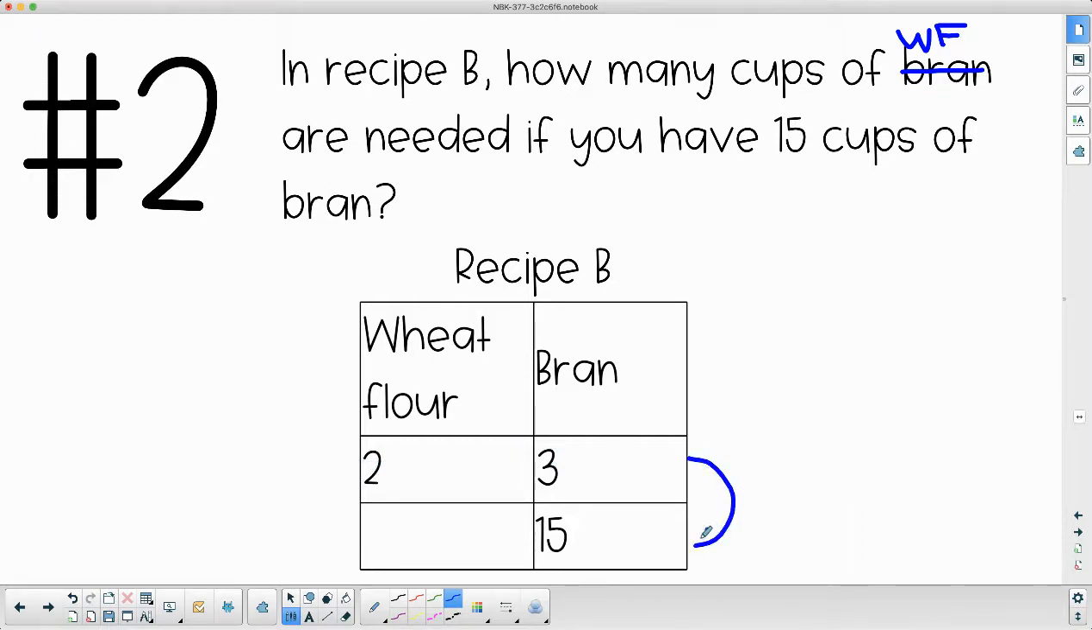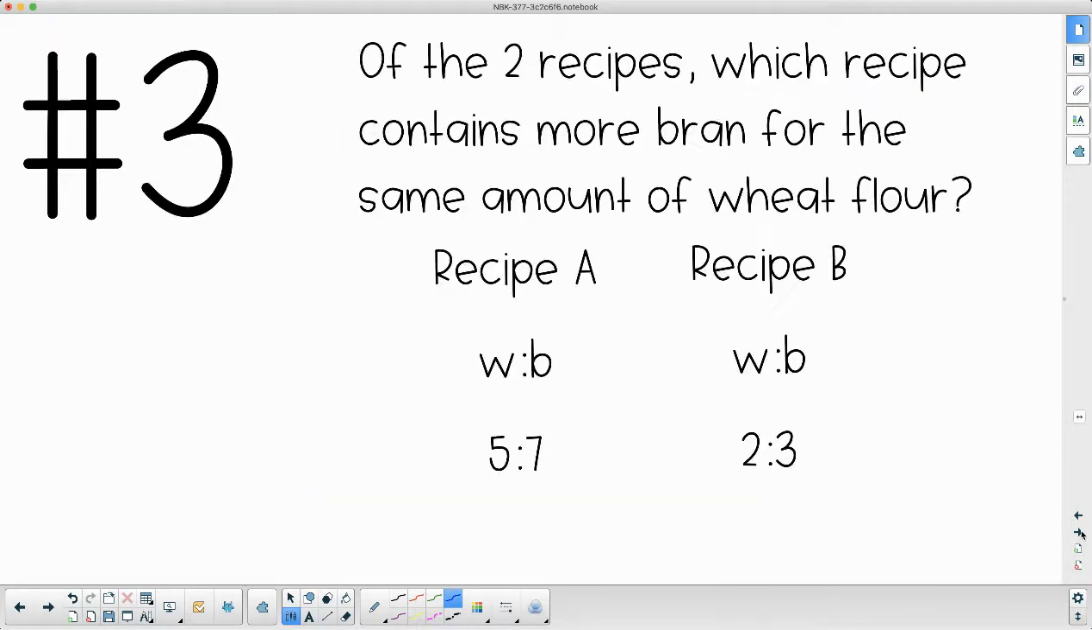So how do we ask ourselves, how do we get from 3 to 15? Well, we times that by 5. So we need to do the same thing on this side here. Times 2 by 5 will give us how much wheat flour we need. Number 3 is asking us to compare those two recipes.